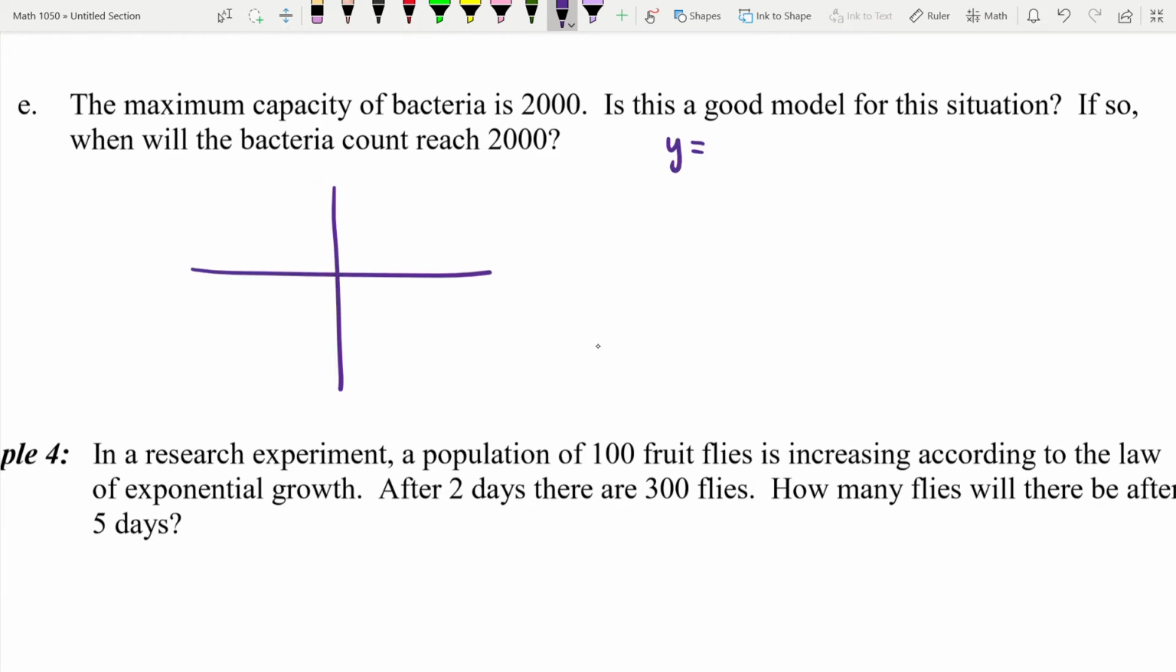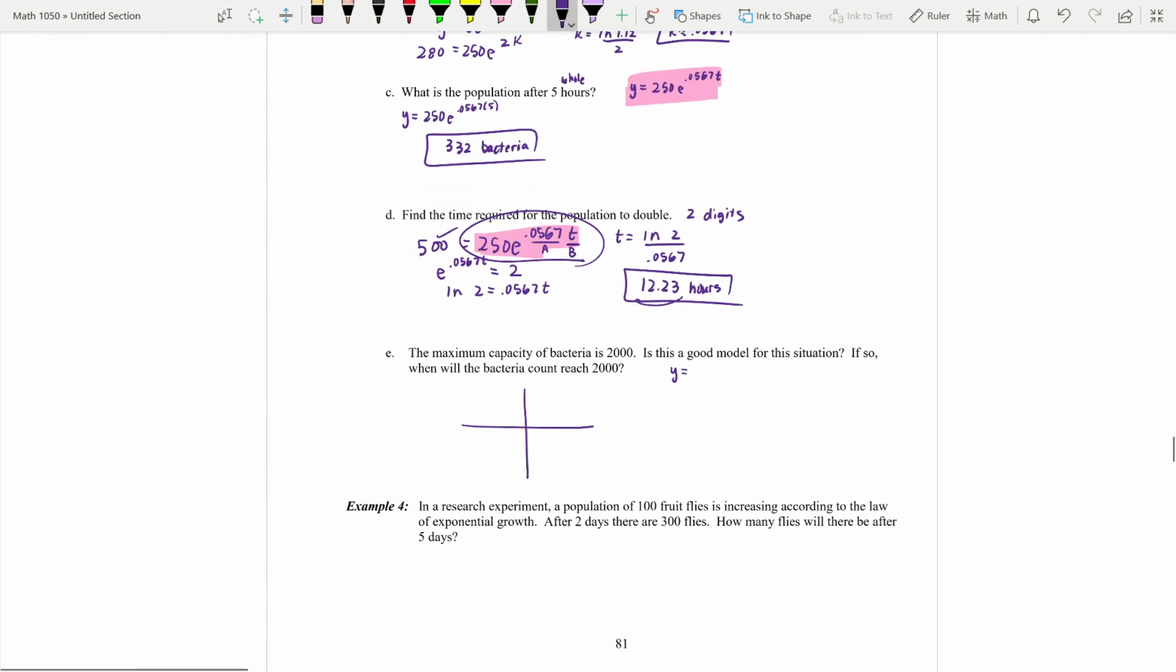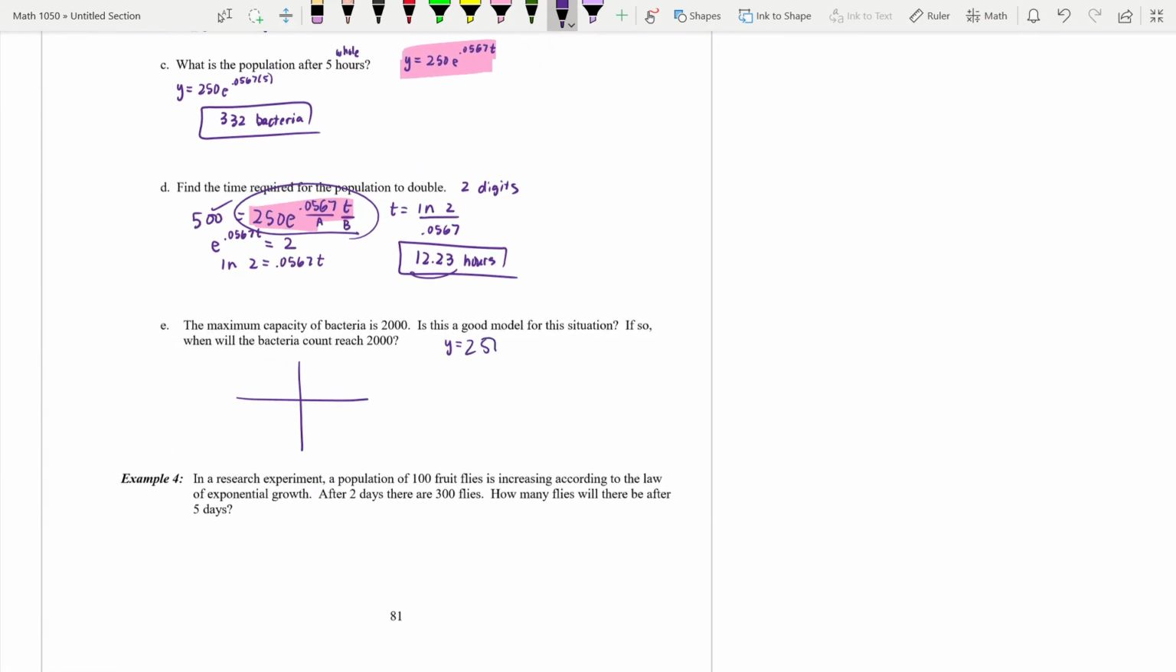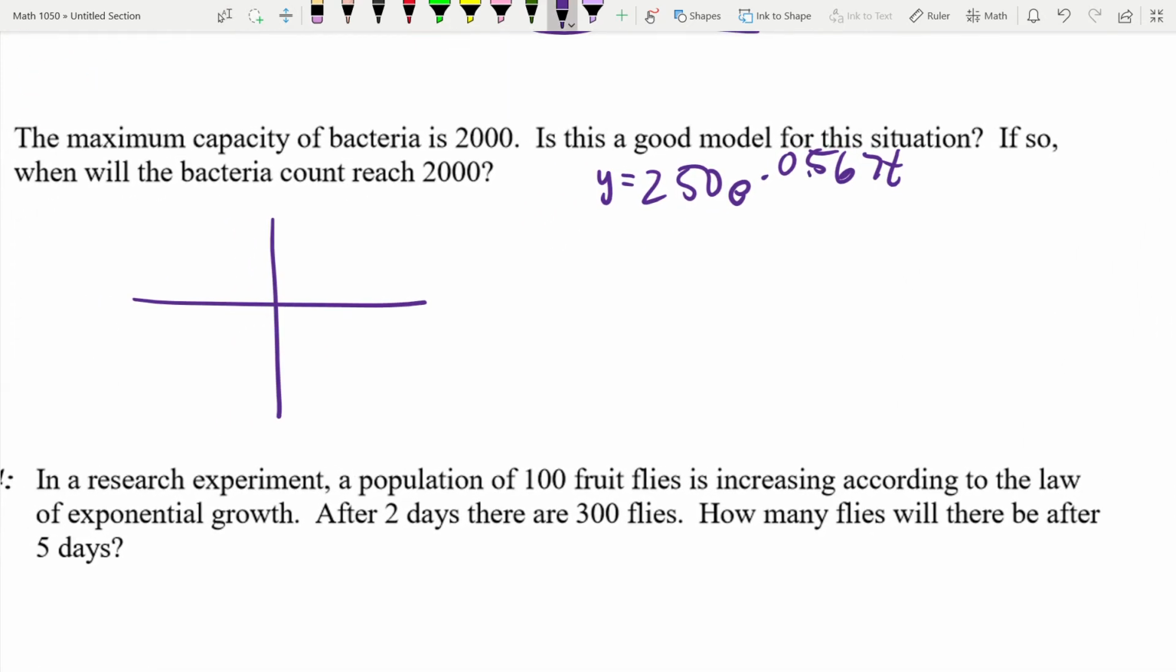Our equation is y equals 250 e to the 0.0567 t. So what does the graph of this look like? Well, it's an exponential. Some of you need a refresher on what an exponential looks like. I can tell from the quiz scores that I was grading yesterday. So basically an exponential looks like that. If t is 0, then you're going to hit right here at 250. Okay, so basically it's going to look like that.